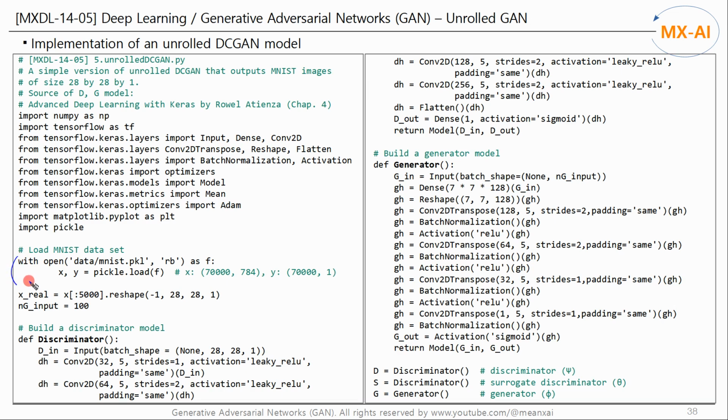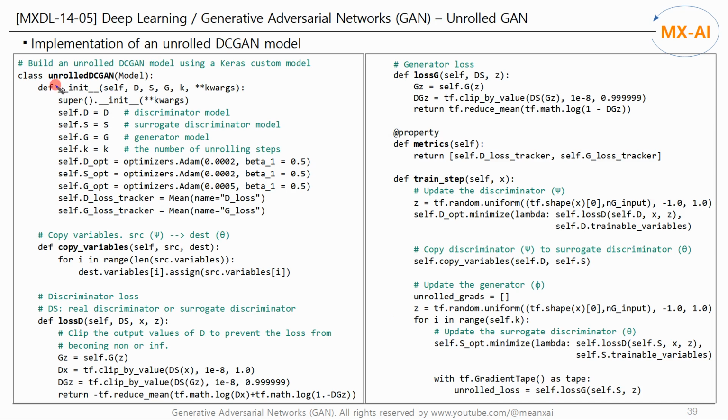Load MNIST dataset. Training an unrolled DCGAN takes a long time, so we will only use 5,000 images. Create discriminator and generator models. These are the same ones we generated when implementing the DCGAN in the third video. We also create a surrogate discriminator to compute the surrogate loss function f. Next, we write a custom class to create the unrolled DCGAN model. This is identical to the unrolled GAN class in the previous code.